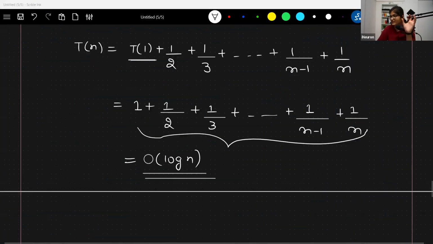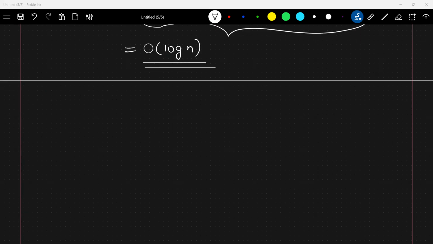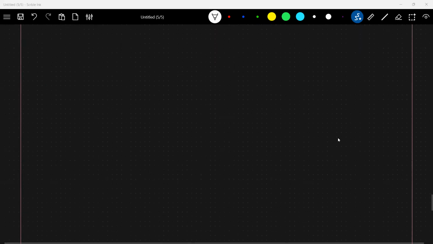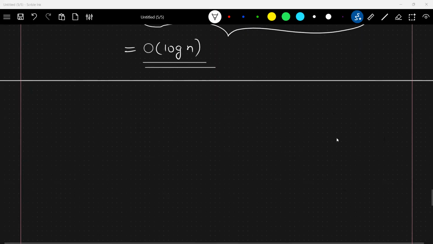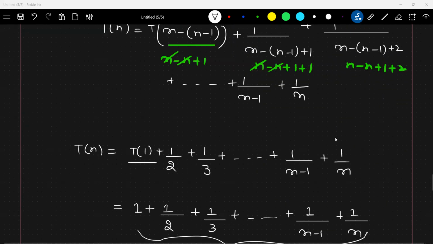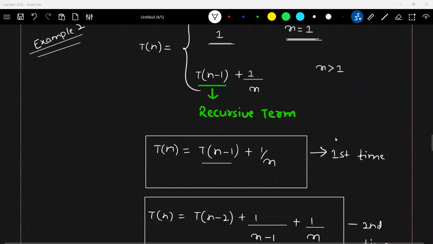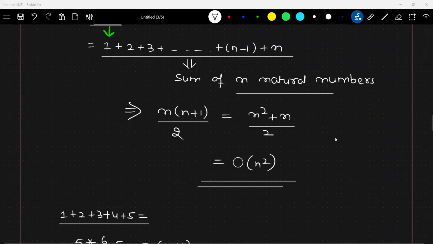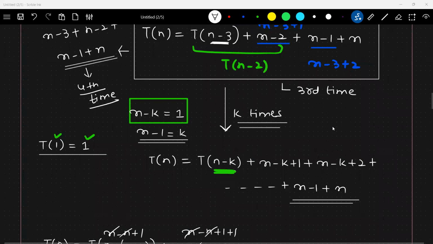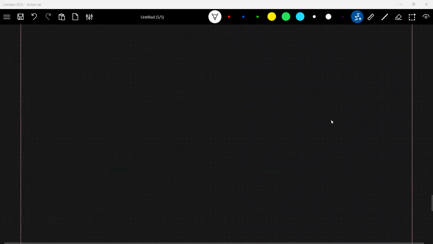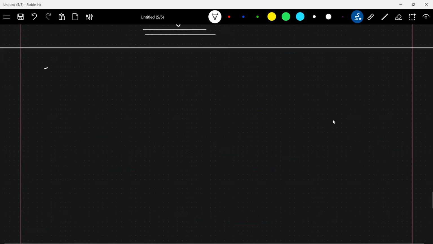Okay, perfect. Now let's talk about another question. I think one recurrence relation which we have talked about in our above part is this, right? So now we will try to solve this kind of a recurrence relation. So example number 3, let me give to you all.